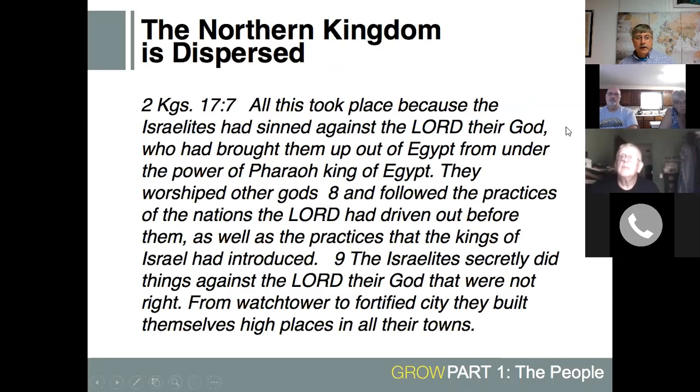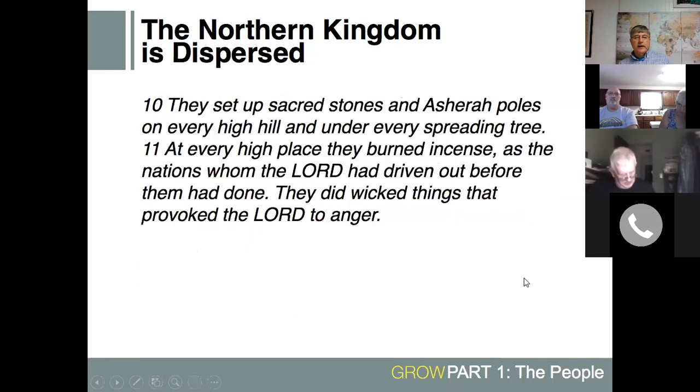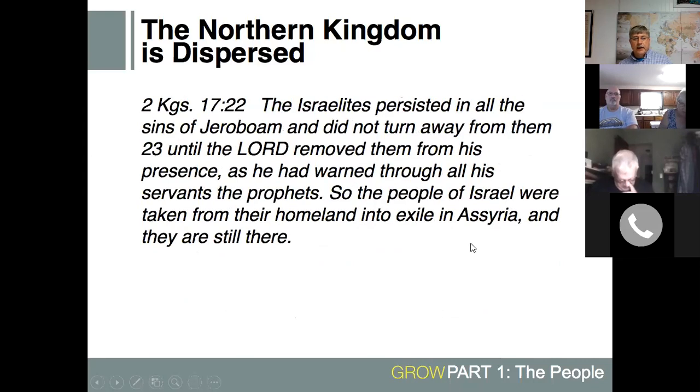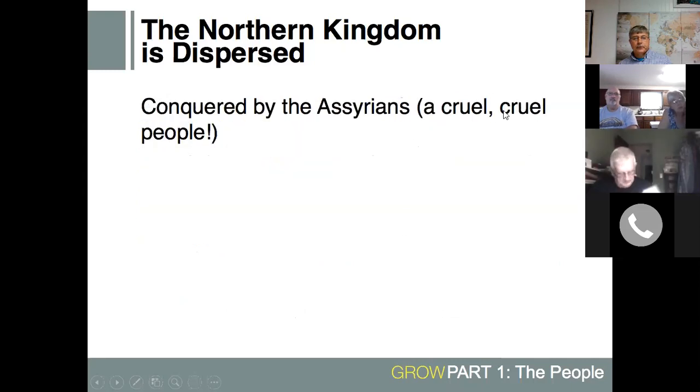I won't read all this. This was in the reading. It's 2 Kings 17:7. It's all about how the Northern Kingdom set up all of the false gods, and that's why God was upset with them, and they went into exile in Assyria, conquered by the Assyrians.